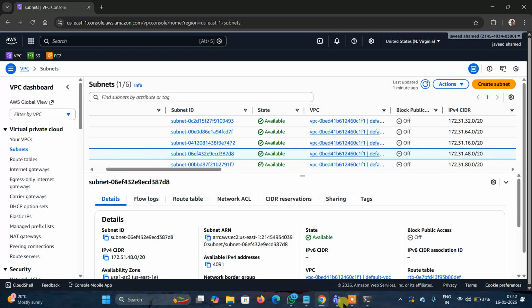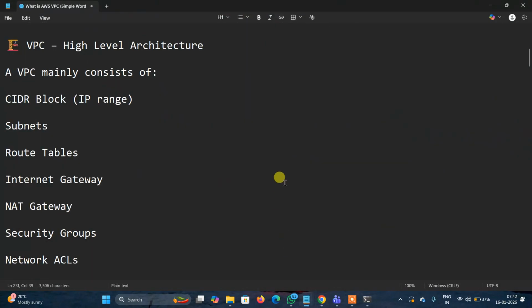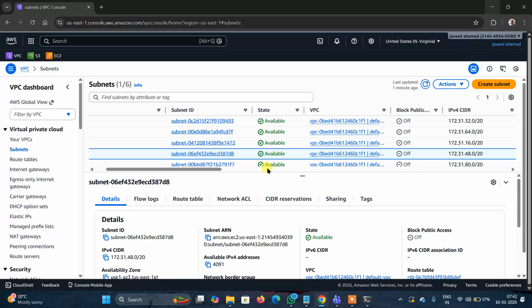What does subnetting mean? Subnetting is nothing but splitting a larger network into smaller networks. A big large network is there. Instead of this large network, it is divided into smaller parts, and each network is a subnet, which is isolated from each other. That is known as subnetting. And this VPC is the big network. Got it? You understand? This VPC is a big network.